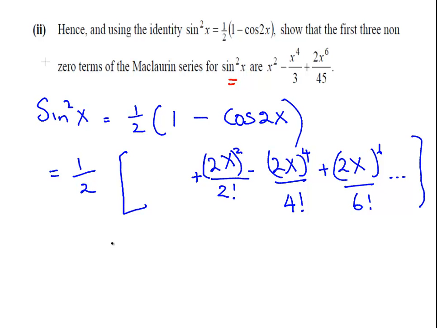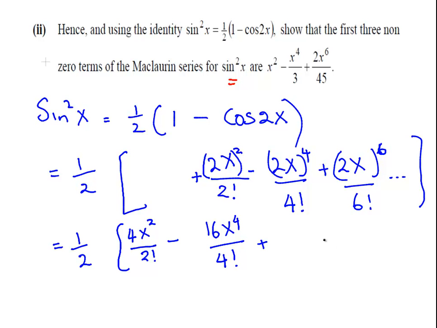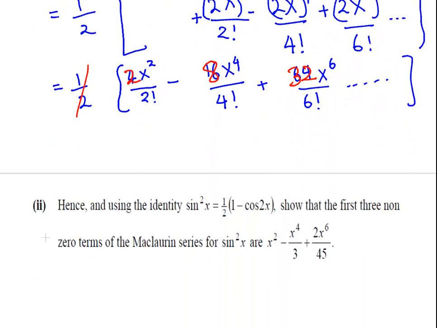Now, this is half of 2x squared, that's 4x squared over 2 factorial, minus 2x to the power of 4, that's 16 x to the power of 4 over 4 factorial, plus 2x to the power of 6, that's 64 x to the power of 6 over 6 factorial, and so on, the other trivial terms there. Let's use this half term. Let's cancel that through. So that's 2, 8, and 32.